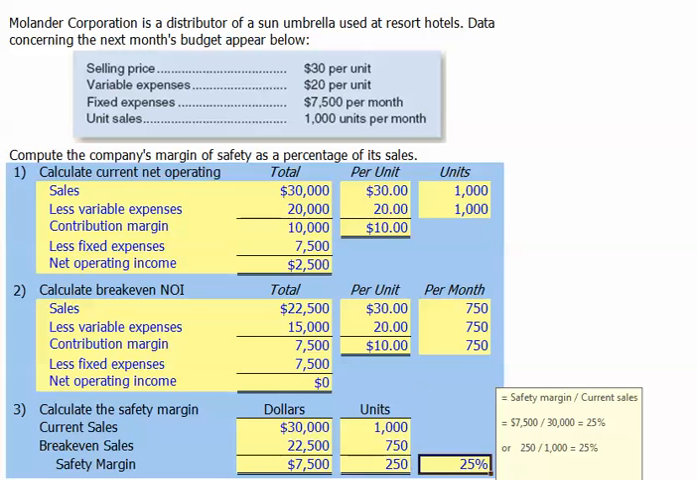On a percentage basis, our safety margin is 25%, which is our $7,500 safety margin in dollars divided by current sales of $30,000, or by taking our 250 units in terms of our safety margin and dividing it by our current units of 1,000.